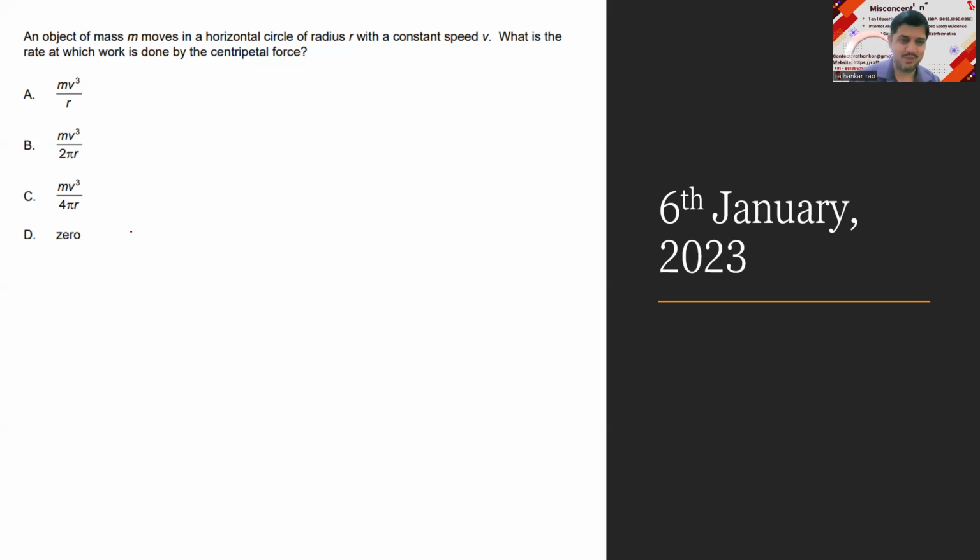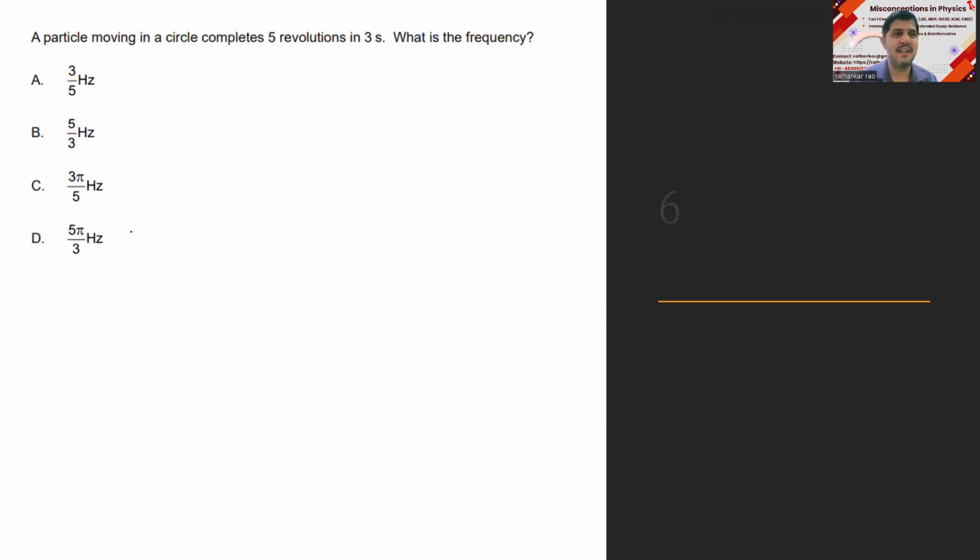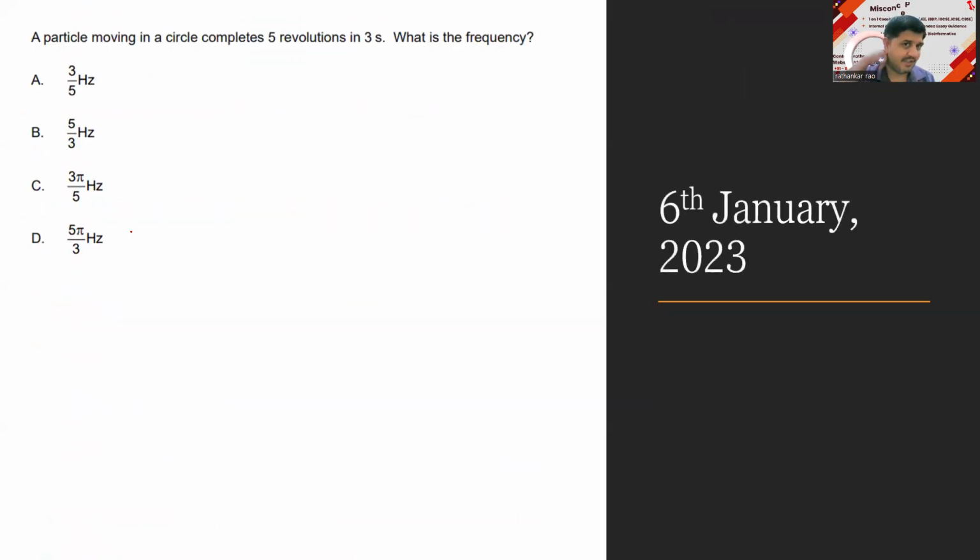Right. Now, let us move on to the next one. A particle moving in a circle completes 5 revolutions in 3 seconds. That is very fast here. What is the frequency? Think about how to do it. The answer is very much evident if you know the unit of frequency.